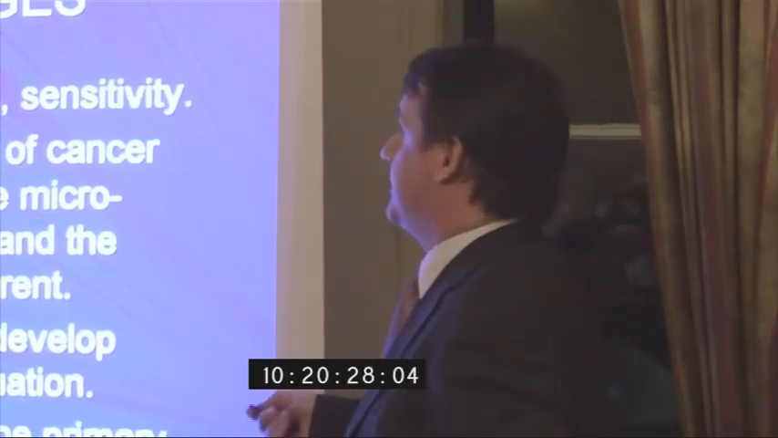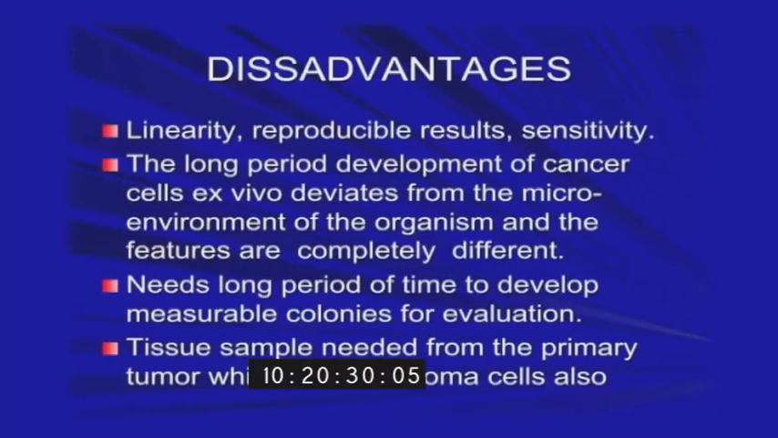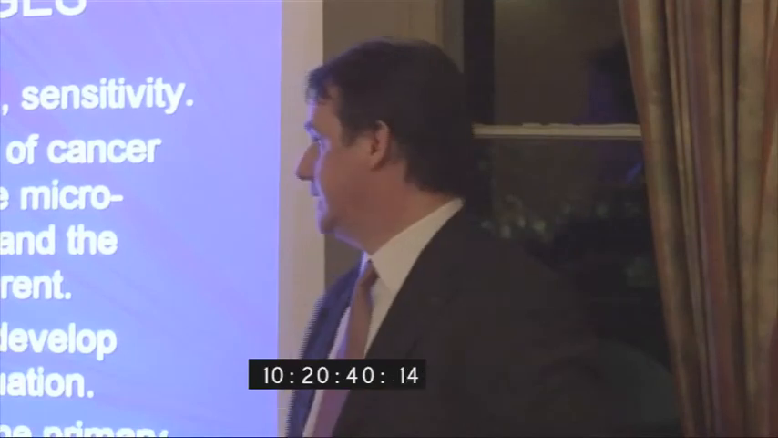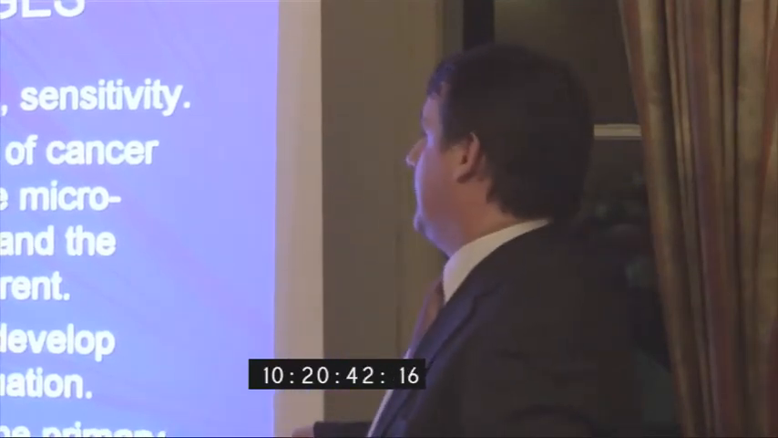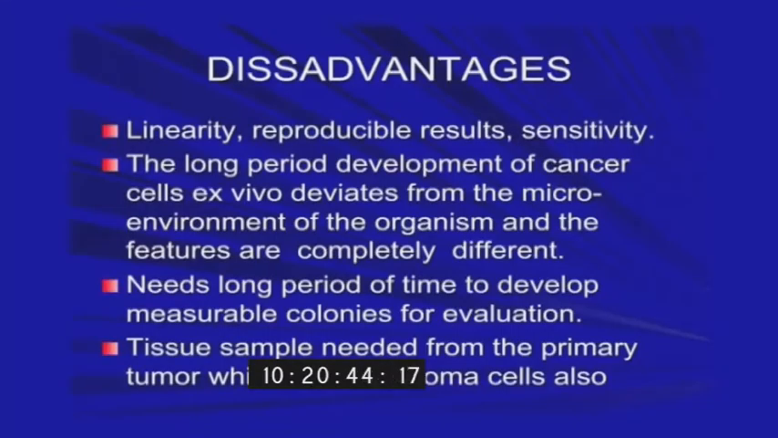They need a long period of development for cancer cells ex vivo. Clonogenic assays mean that we need to spend 4 to 6 weeks only for cell growing, which means that you spend valuable time. It needs a long period of time to develop measurable colonies for evaluation. This is for clonogenic. And most of all of those tests need tissue to perform.